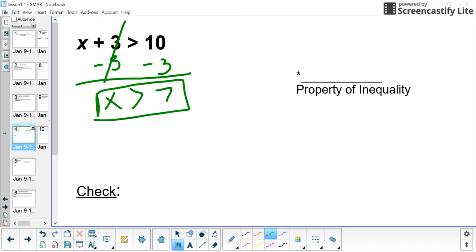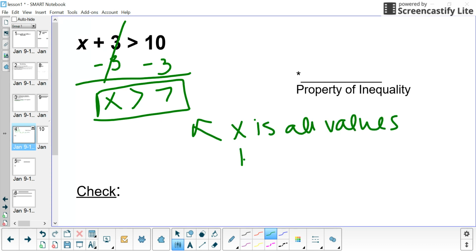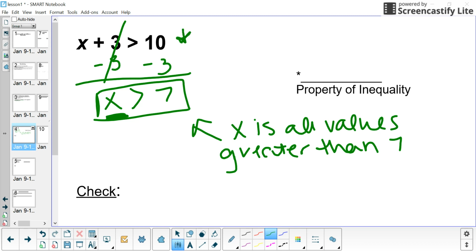This is actually read as x is all values, oh, I wrote less. It should be greater than. Sorry. X is all values greater than 7. So if you were to plug in any number that is greater than 7, it'll make this inequality true.